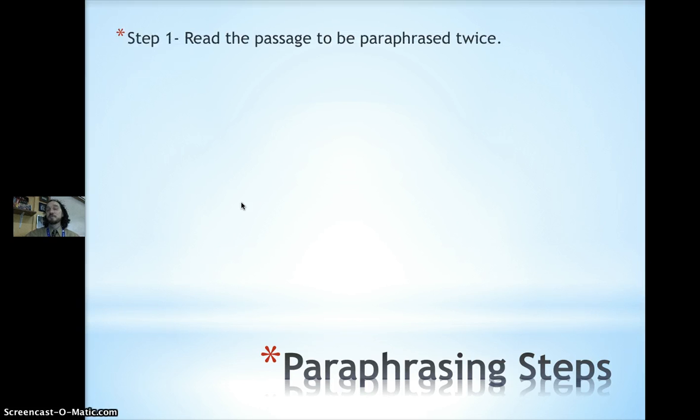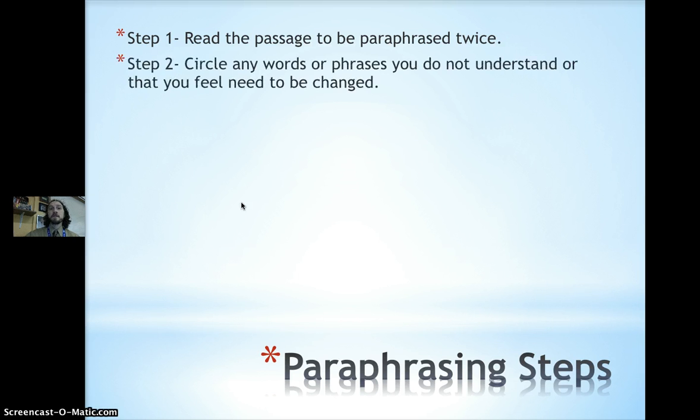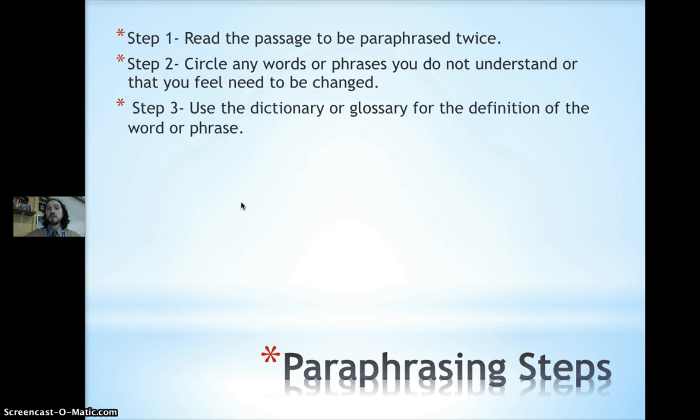Now, the steps. There are 6 steps to paraphrasing. First off, if you're going to paraphrase, you want to know the piece really, really well. Read it twice. Then circle or highlight any words that you either don't understand or that you feel need to be changed. They're big words, they're important words, they're words that might give the reader problems. Use a dictionary or glossary for the definition of those words or phrases.